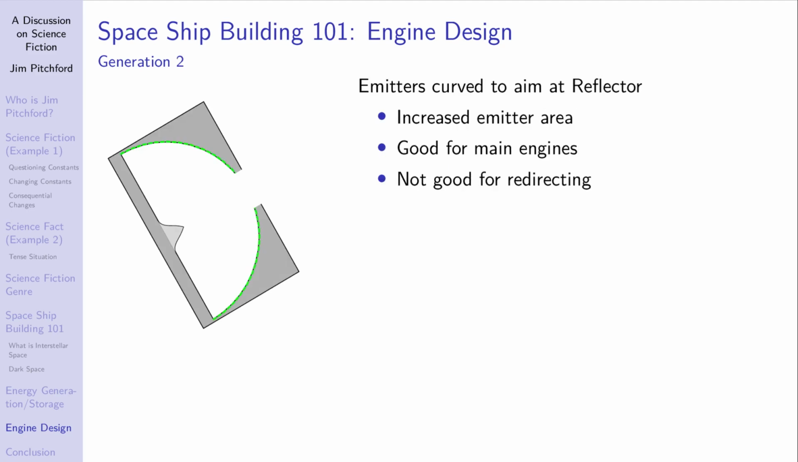So now let's get to Generation 2, which has a fair bit going on. With this, the emitters are now actually on a curved surface, which is a greatly increased area for the light to be produced.